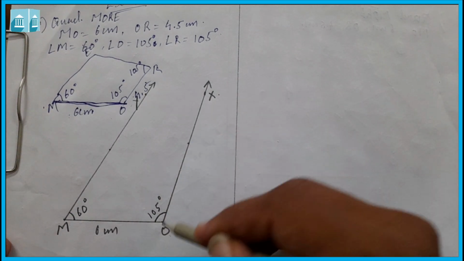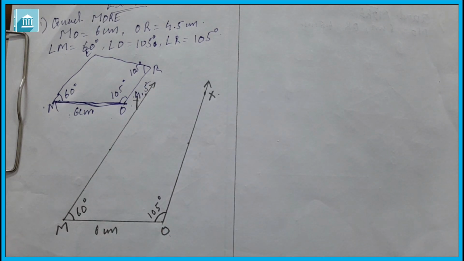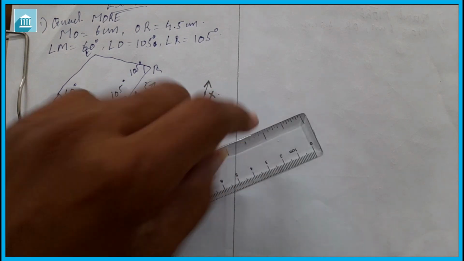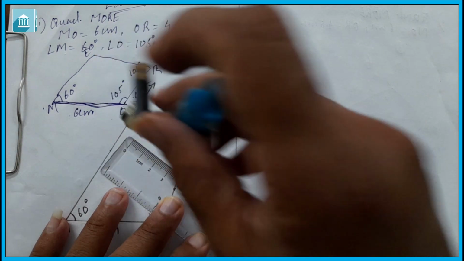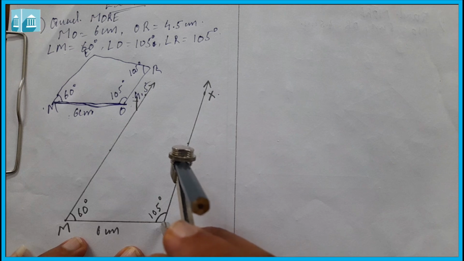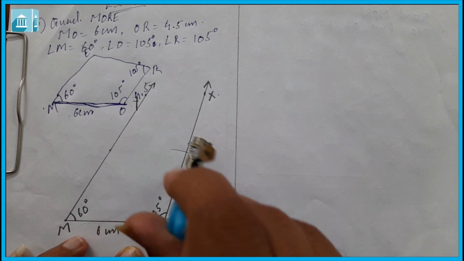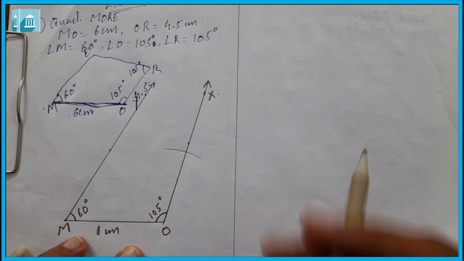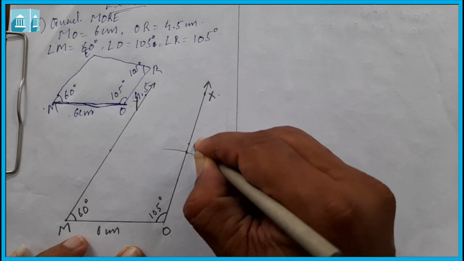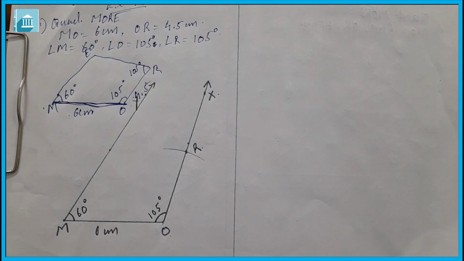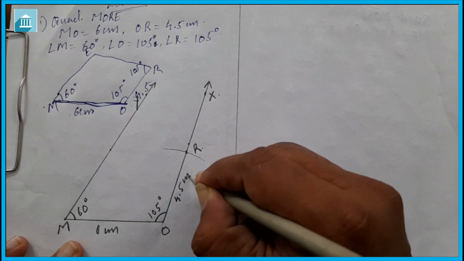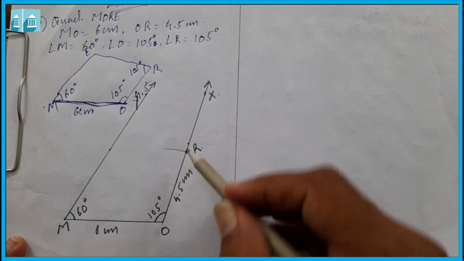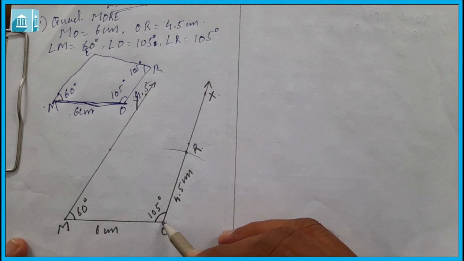Now it is again given OR is equal to 4.5 centimeter. So with center O and radius 4.5 centimeter, we need to draw one arc on OX. We need to draw an arc here. Now again this is our 4.5 centimeter. Now MO we got, OR we got, angle M we got, angle O we got.